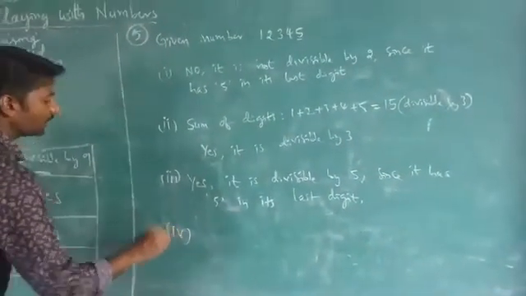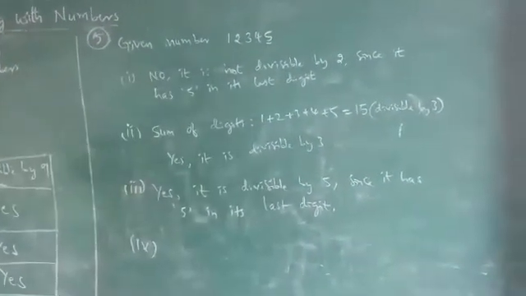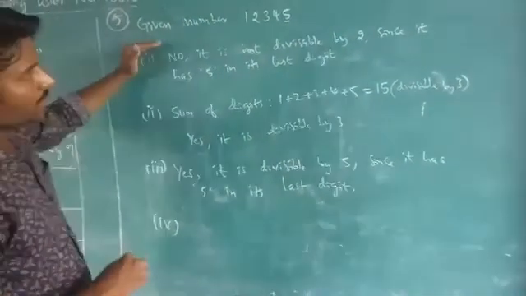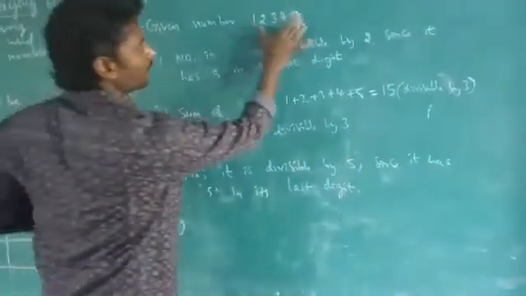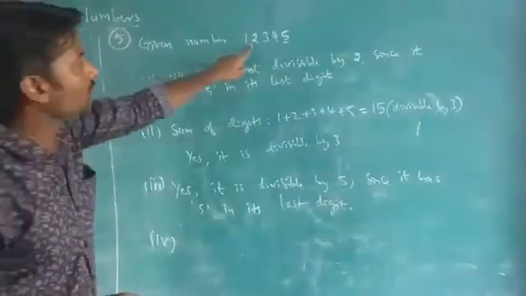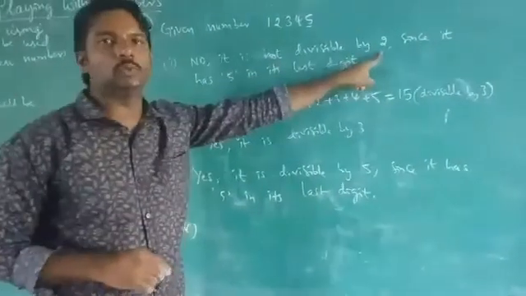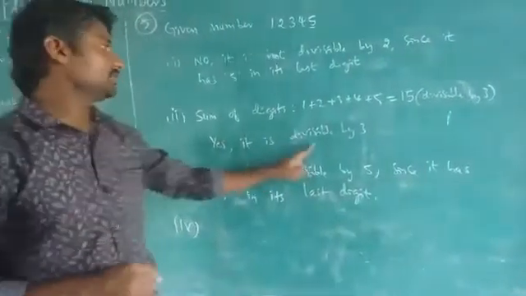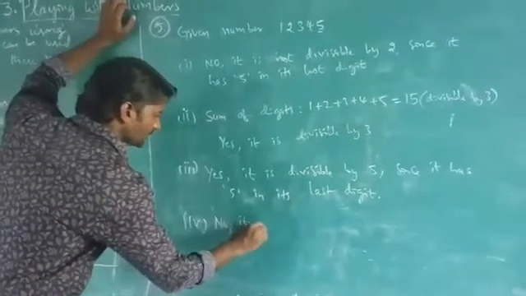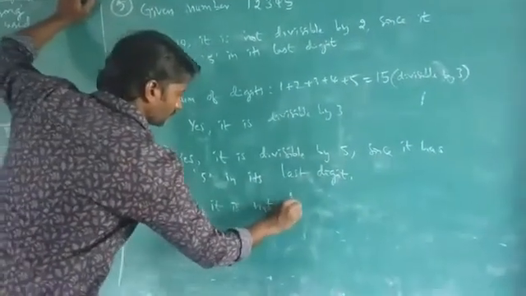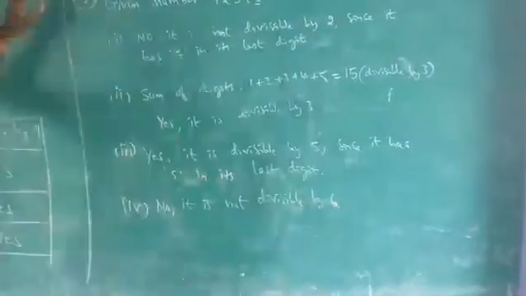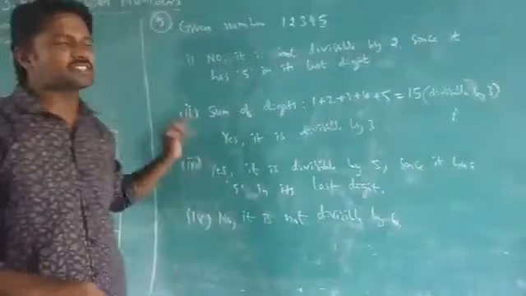One more asking here, 6. Now next one is asking about divisibility by 6. Since already told that if this number is divisible by both 2 as well as 3, then only it is divisible by 6. Check once. 12,345 is not divisible by 2, but it is divisible by 3 here. Even also it is not. So we can write here, no, it is not divisible by 6, because here both 2 and 3 must divide.